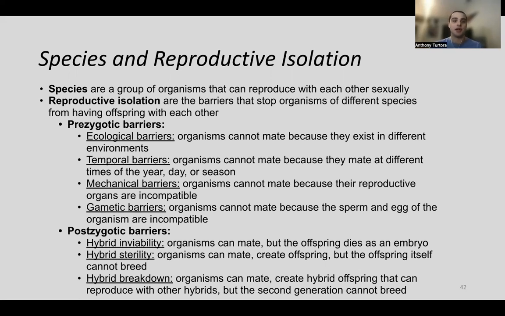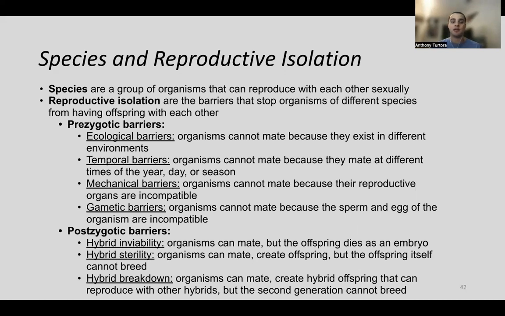So the pre-zygotic barriers are ecological barriers. This means they can't mate because they exist in different environments. Temporal barriers are the barriers that make organisms unable to mate because they mate at different times of the year, day, or season. Mechanical barriers are the barriers that do not allow organisms to mate because the reproductive organs are incompatible, and gametic barriers is when organisms cannot mate because the sperm and egg of organisms are incompatible.